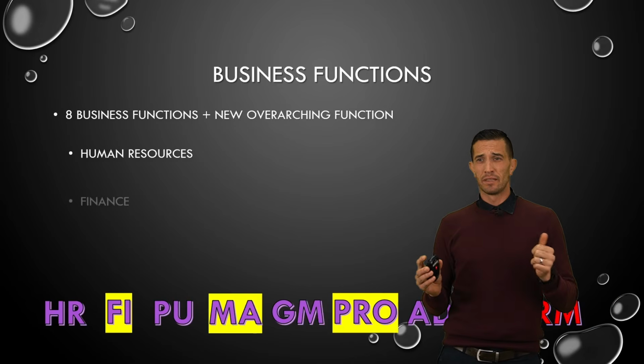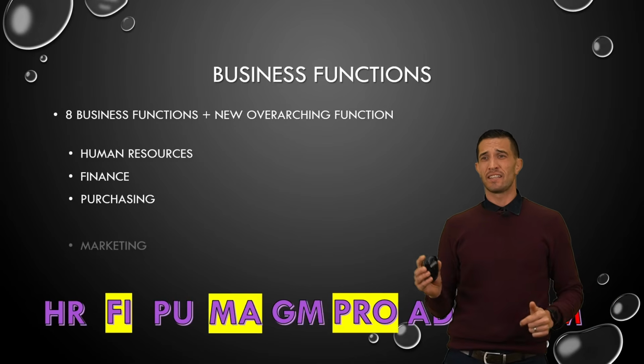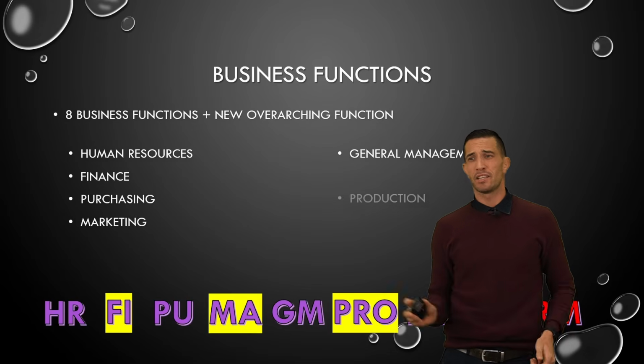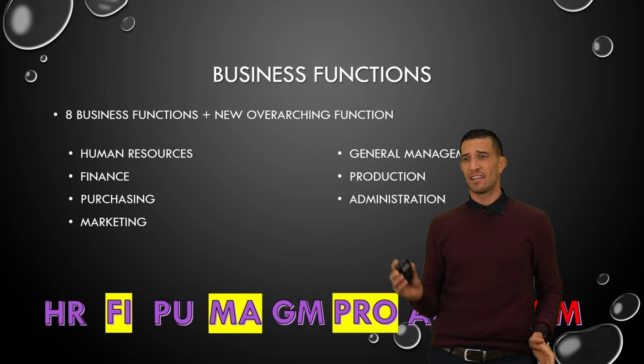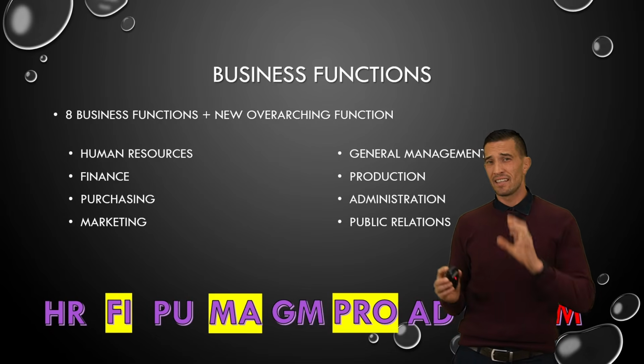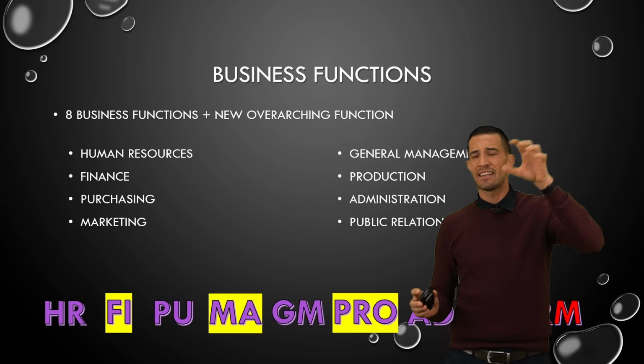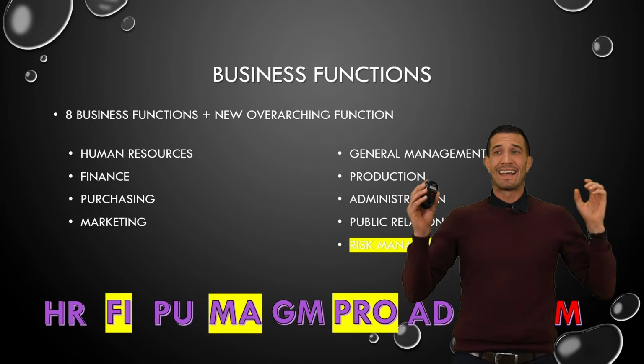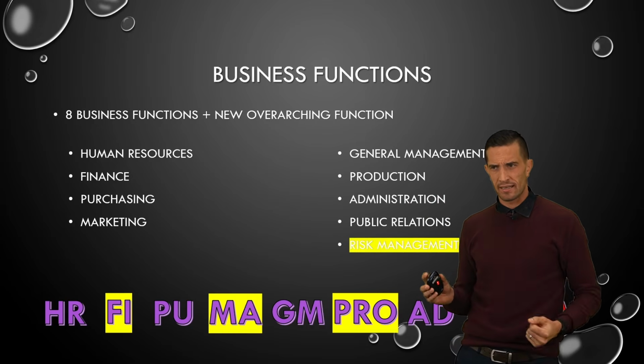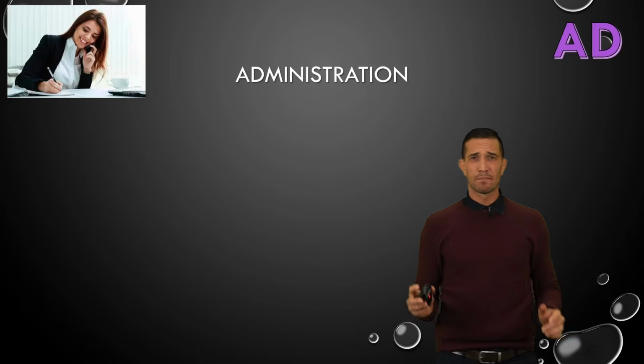We have human resources, finance, purchasing, marketing, general management, production, administration, and public relations. And then there's one that we call the 9th one, but I believe it's in each and every single one of it, which is risk management, because we need to take a risk. So let's look at the first one, administration.